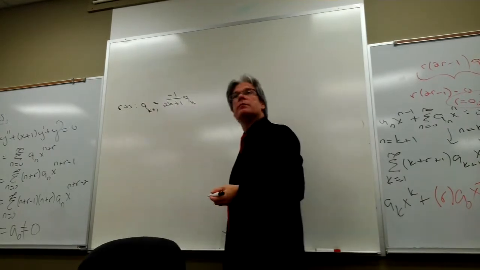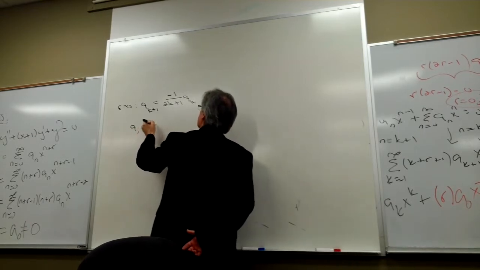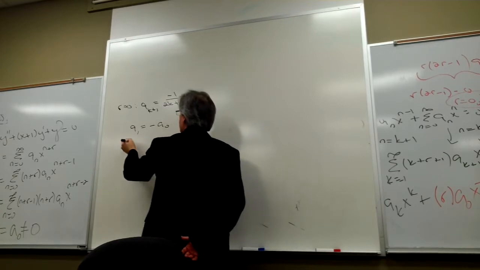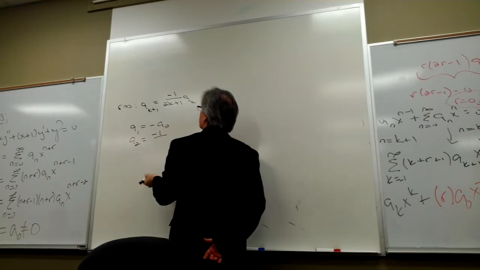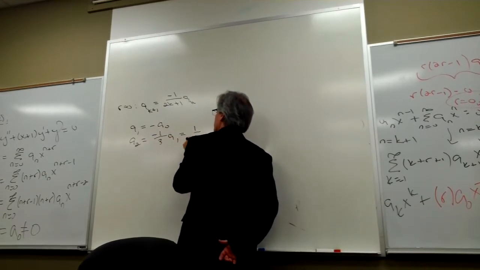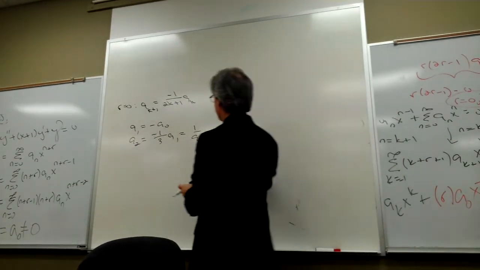If k is equal to 0, I see that a sub 1 is equal to negative a sub naught. If k is equal to 1, I see a sub 2 is equal to negative 1 over 3 times a sub 1, which is the same thing as positive 1 over 3 times a sub naught. But again, listen to what I'm saying. Don't look at what I write.